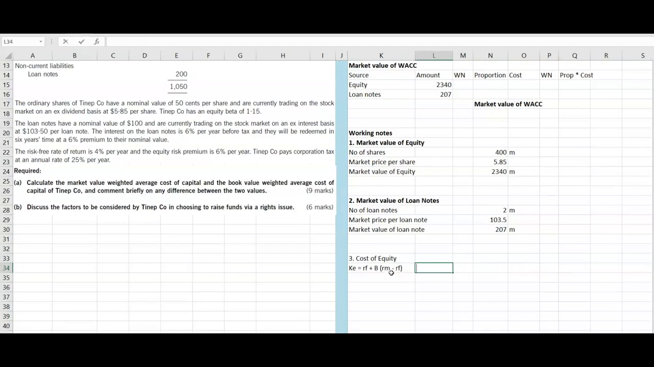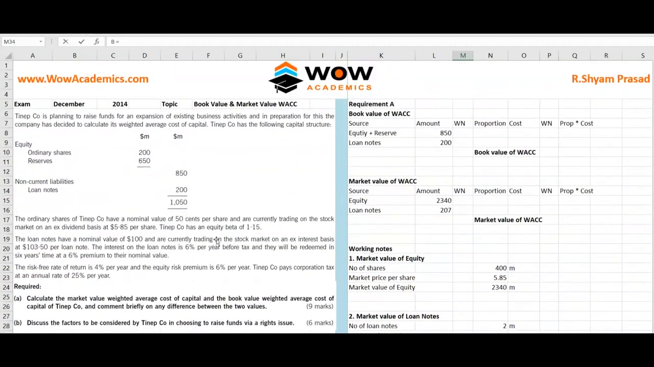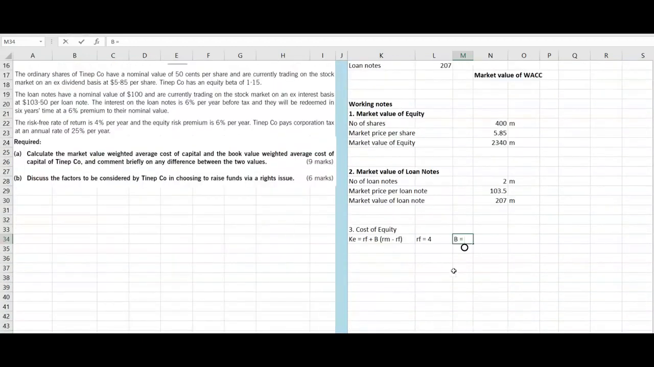So we can find out what RF is. Search for RF. RF equals 4%, so we'll take it as 4. RF is directly available. Beta we need. It's given somewhere here. Here equity beta is 1.15.